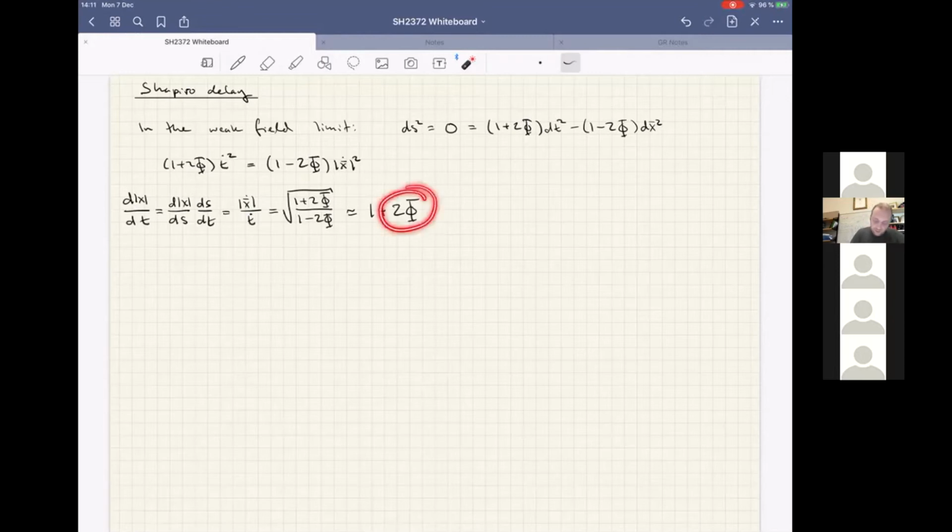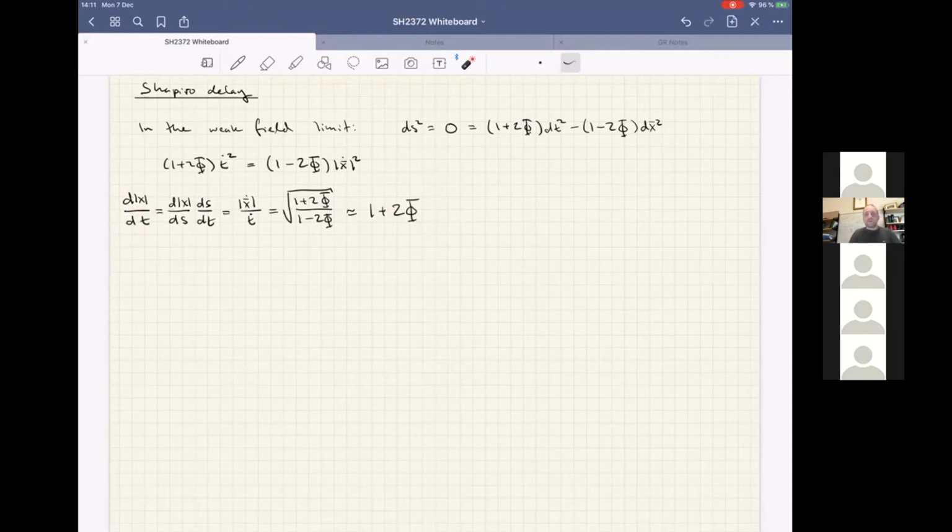So phi here is negative. That means that this is smaller than 1, which means that the coordinate distance traveled per coordinate time is going to be smaller than the speed of light, because we have 1 minus something, which is then smaller than 1. So the coordinate distance covered per coordinate time is smaller than the speed of light.